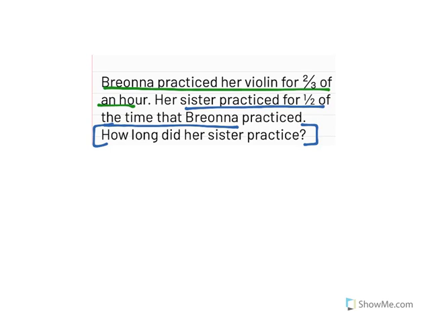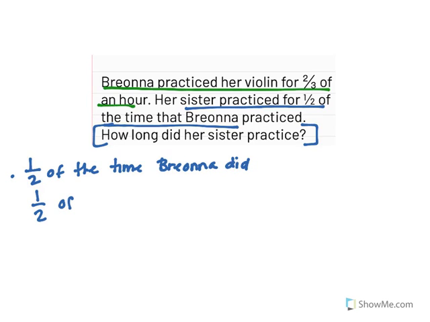Well, let's write out the information we know about how long her sister practiced. It says she practiced for half of the time Brianna did. So we're finding half of the time that Brianna did. Well, let's look back at the problem. How long did Brianna practice? Brianna practiced for 2/3 of an hour. So we can plug in the number 2/3. We want to solve for half of 2/3 of an hour.